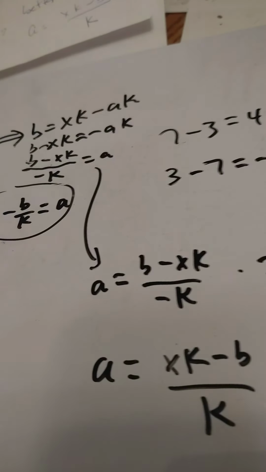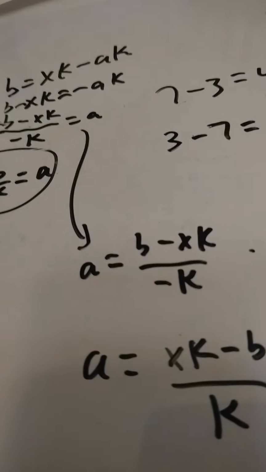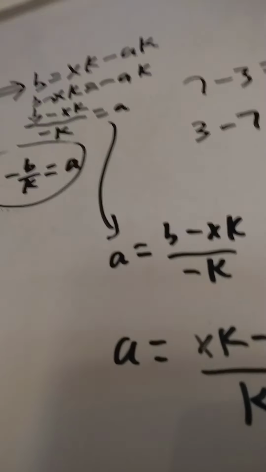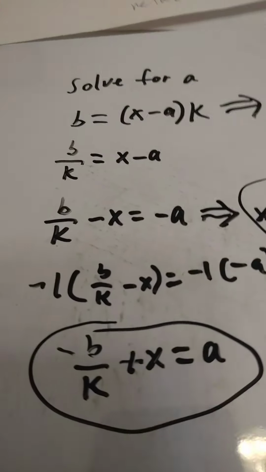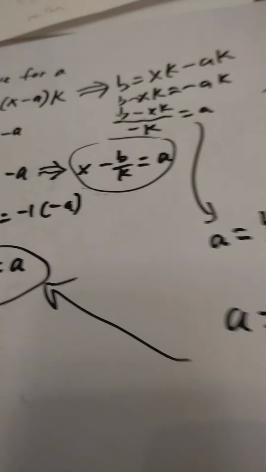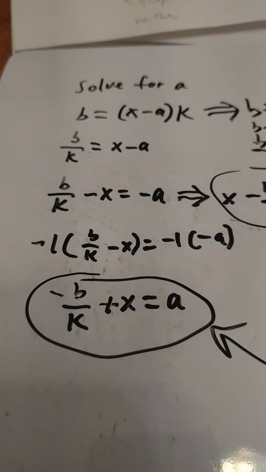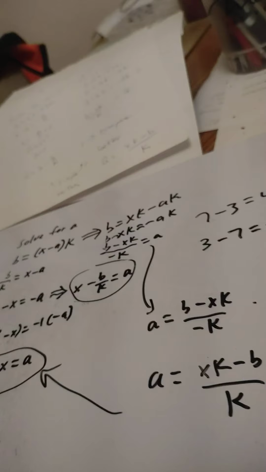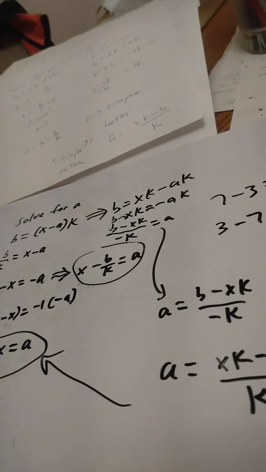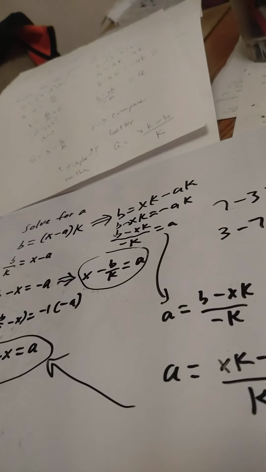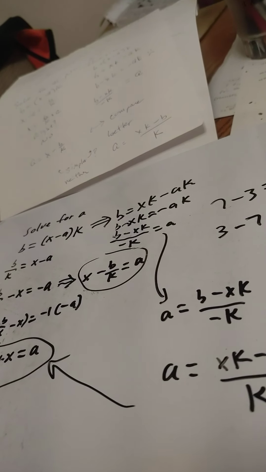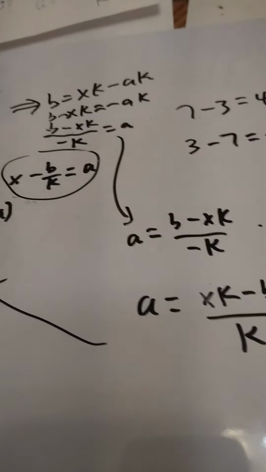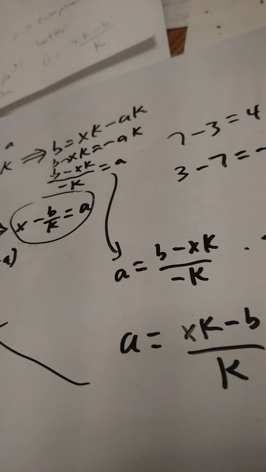and let's see, does that look like anything? xk minus b over k. That's the same as this one right here. They just look a little different. Let me just look at this for a second. B over k, b over k. Convince yourself that's the same thing. And it does indeed appear to be the same thing.